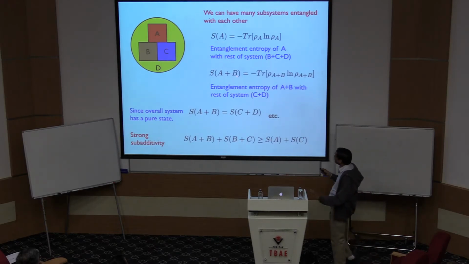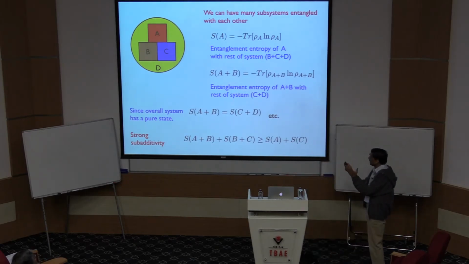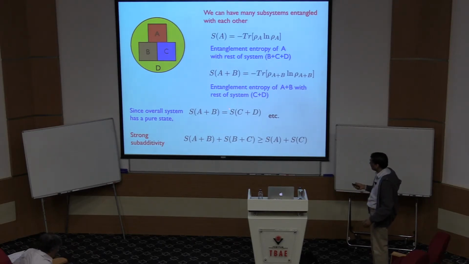And if I write S of A plus B, what does that mean? It means how is the total system A plus B entangled with the rest? The rest means C plus D. So that's the symbol here. If you say S of some system A, it means compute the entanglement of A with everything else. If you see S of A plus B, it means take the entanglement of A plus B with everything else, and so on. The total system is not entangled with anything else.